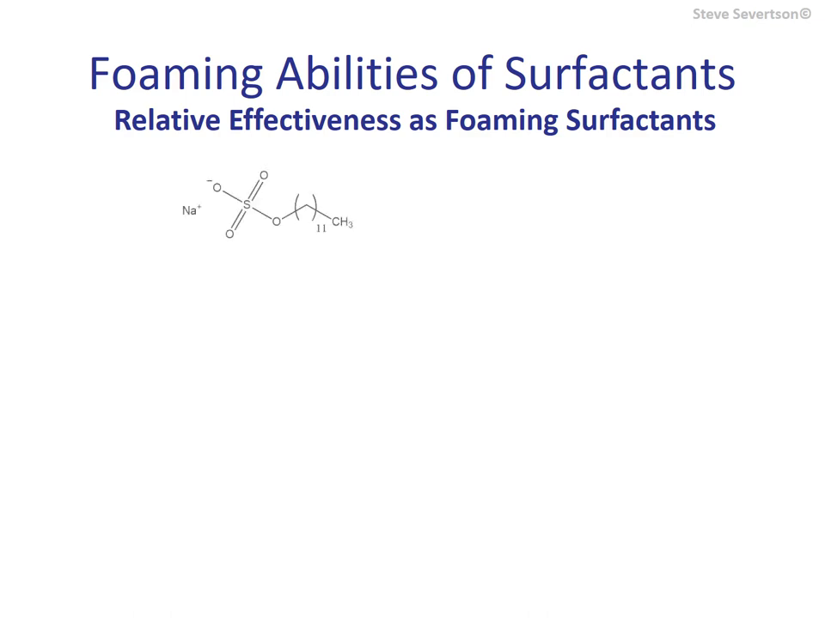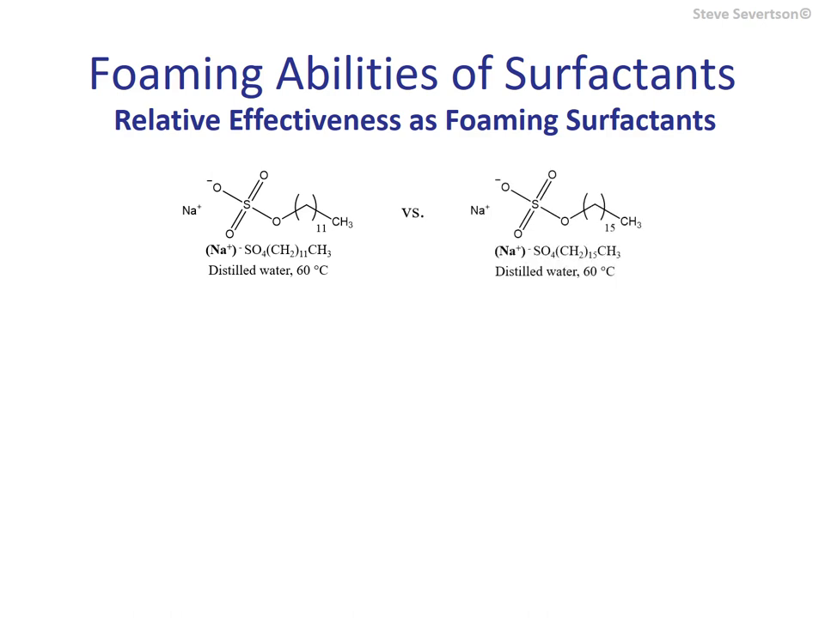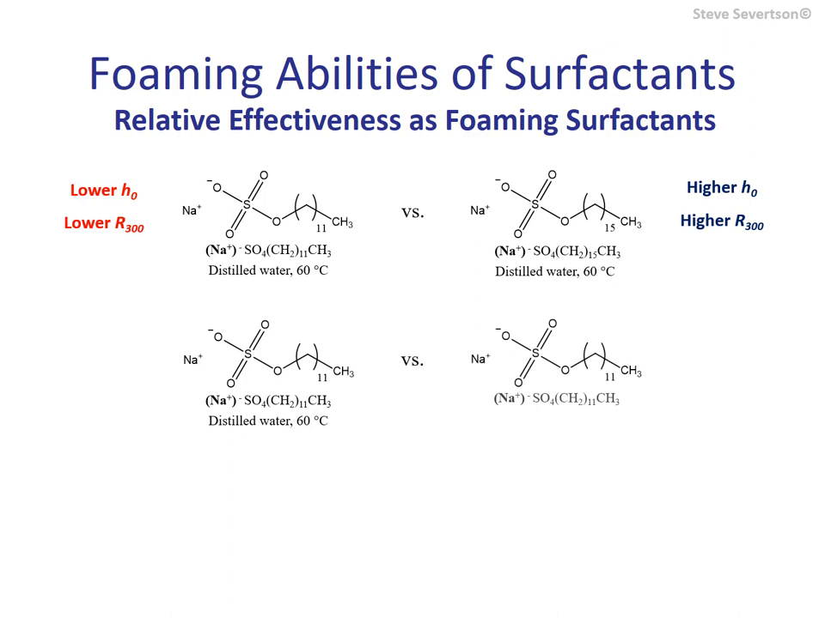The first comparison is between two sodium alkyl sulfates, sodium dodecyl sulfate, or SDS, and sodium hexadecyl sulfate. These are homologs, with the second structure having a larger hydrophobe. This increase in the length of the hydrophobe provides a species with a higher initial foam height and stability. Next, we compare the performance of SDS in distilled water at 60 degrees C and at 25 degrees C. The H0 and R300 values are both higher at the lower temperature.